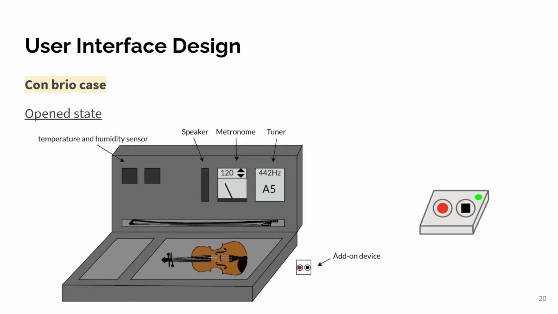In an open state, you can see two sensors, which are temperature and humidity sensors. Also, the speaker and display for the metronome are located inside of the case. There is a tuner display too. The add-on device is a small device that has buttons related to sound recording.